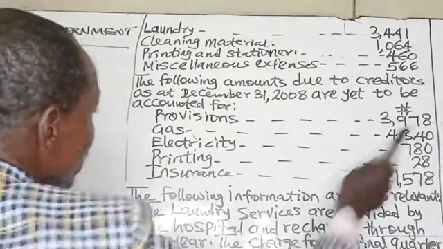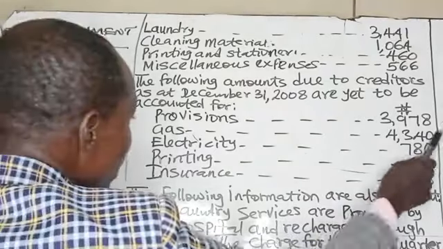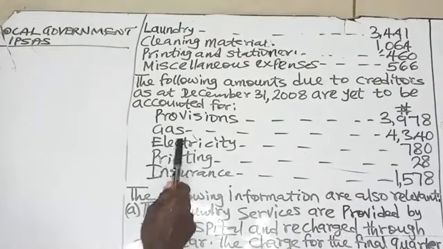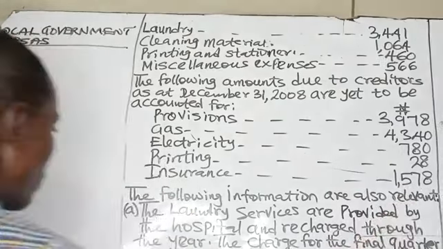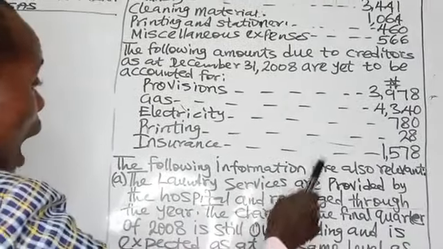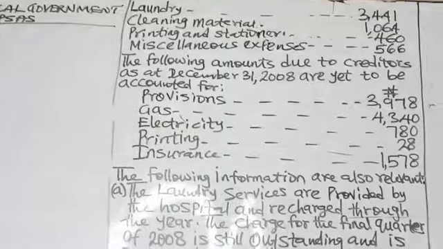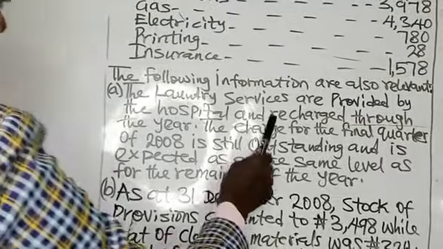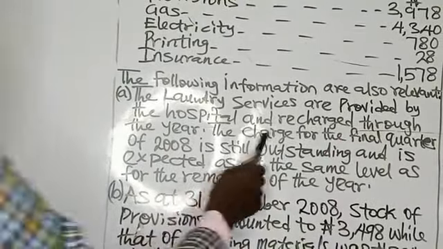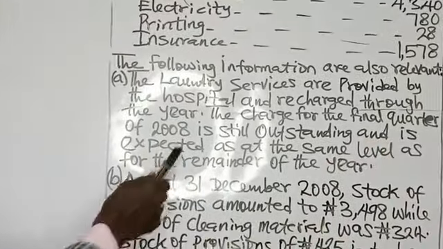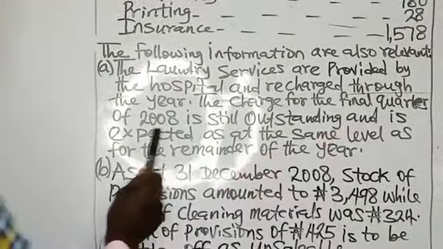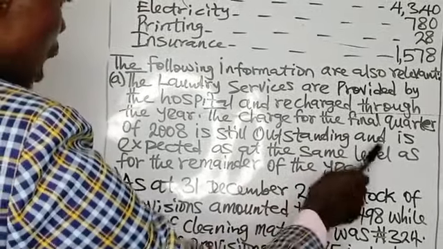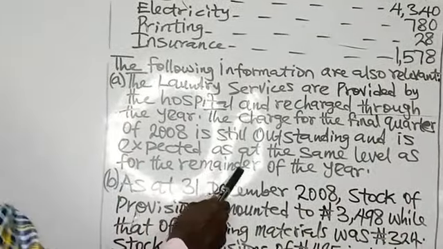Provisions, 3,978. Gas, 4,340. Electricity, 780. Printing, 28. Insurance, 1,578. The following information is also relevant. A. The laundry services are provided by the hospital and recharged through the year. The charge for the final quarter of 2008 is still outstanding and is expected to be at the same level as for the remainder of the year.